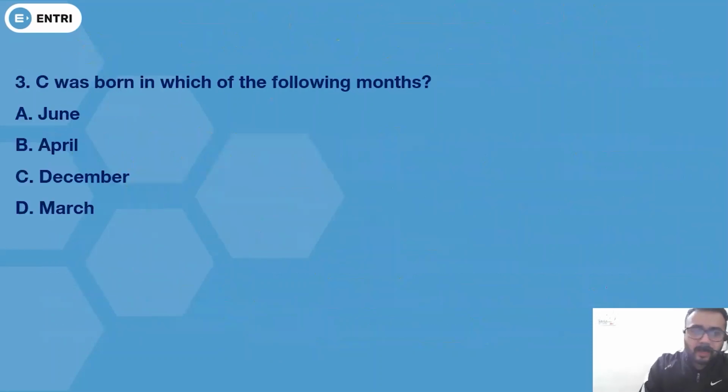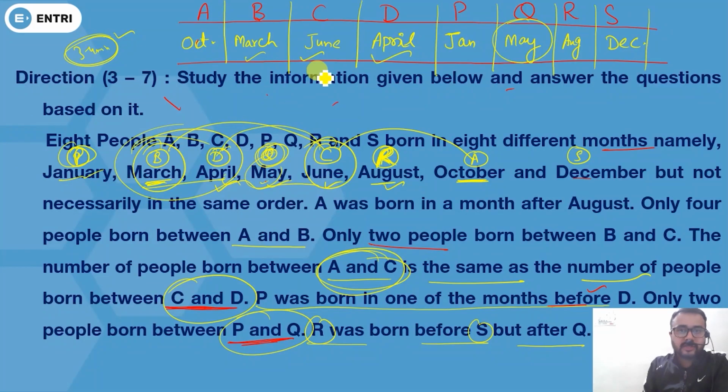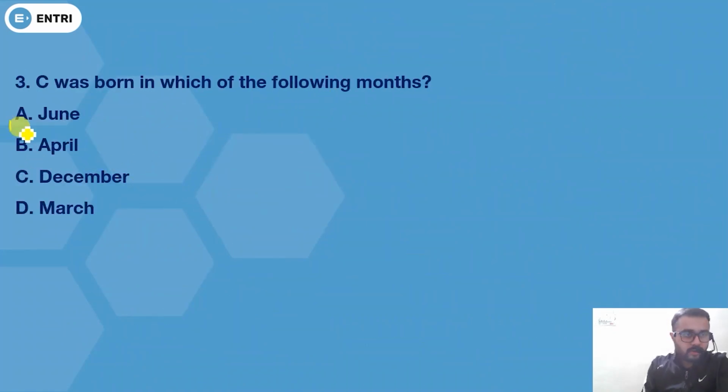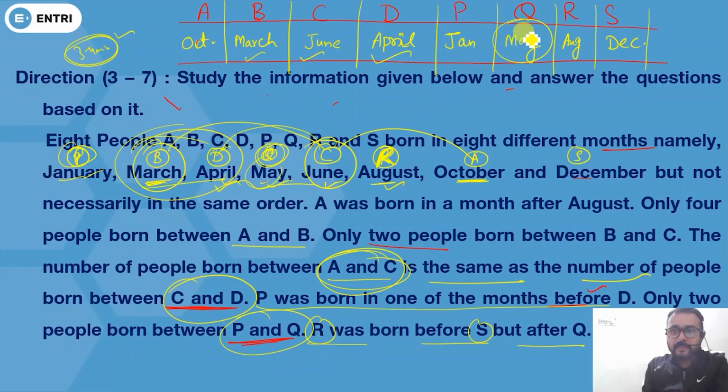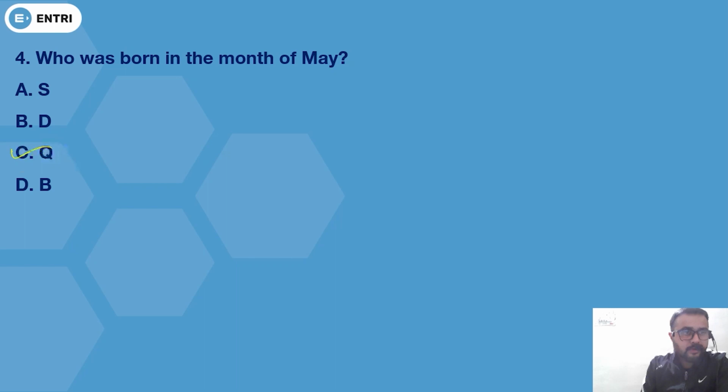So I think you can solve these questions. She was born in which month? So according to this, she was born in June. So June is the answer. Next, who was born in the month of May? May. Q. Q was born in the month of May.